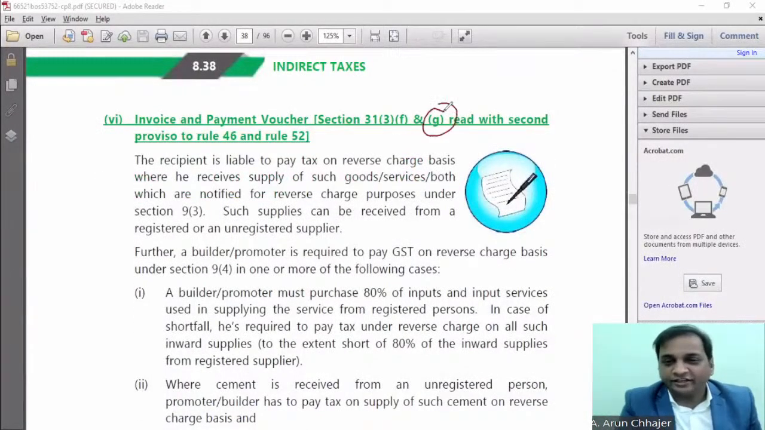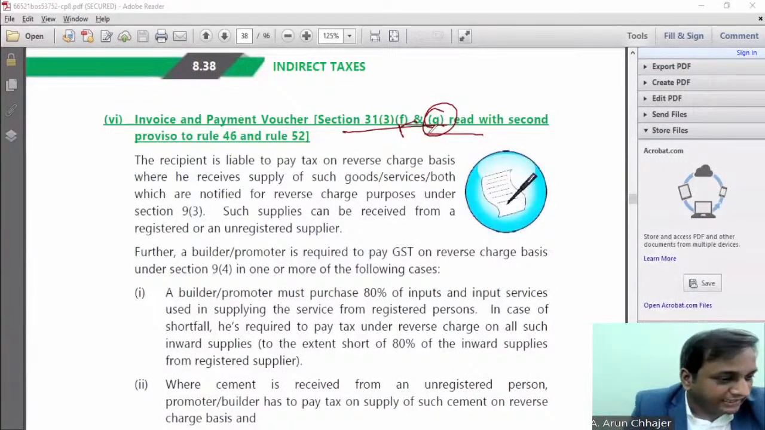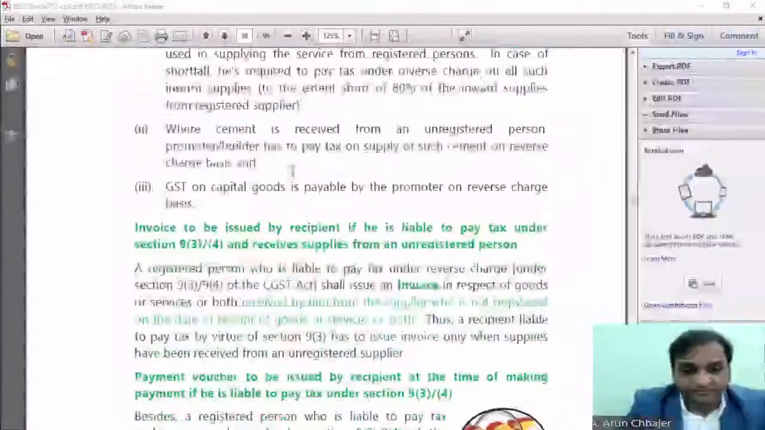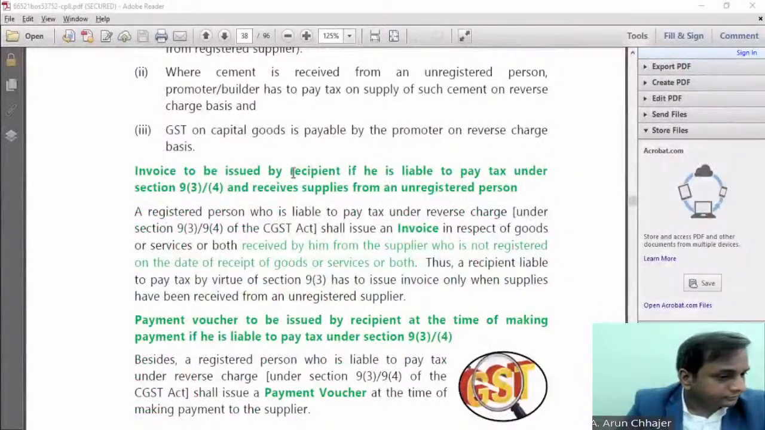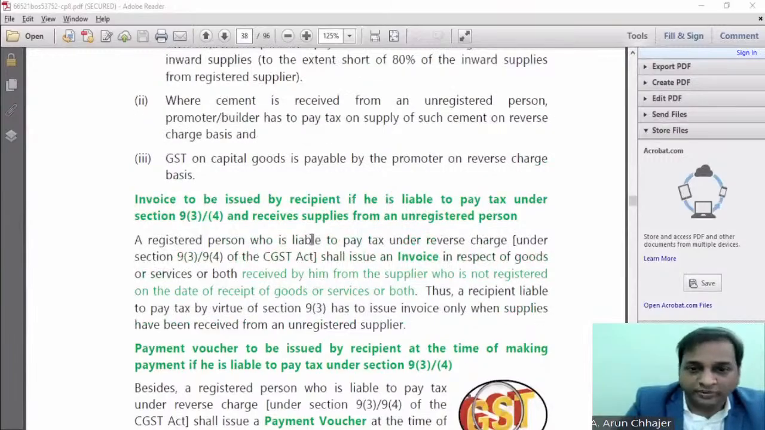Sorry, not D, clause Z. 31.3F and clause 31.3G, both are clear, right? D is for receipt voucher, absolutely correct. I think both are clear. Payment voucher would be issued by the recipient to the supplier on those transactions which are covered in the reverse charge. Payment voucher would be issued for the payment by the recipient to the supplier. Only for those transactions a payment voucher would be issued.